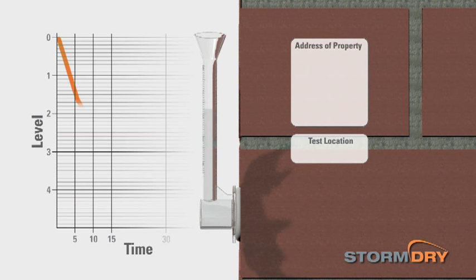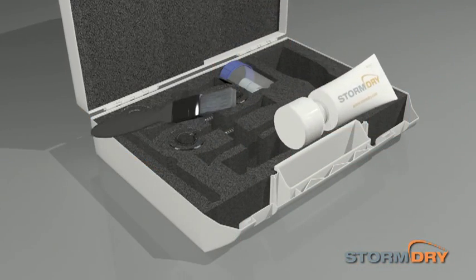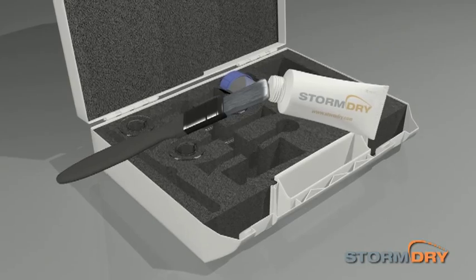Continue to monitor the water level every 5 minutes for the next half hour, and ideally 24 hours later, writing down the readings. As a comparison, use the supplied paintbrush to apply Stormdry masonry protection cream to a separate test area and allow this to sink in and cure.